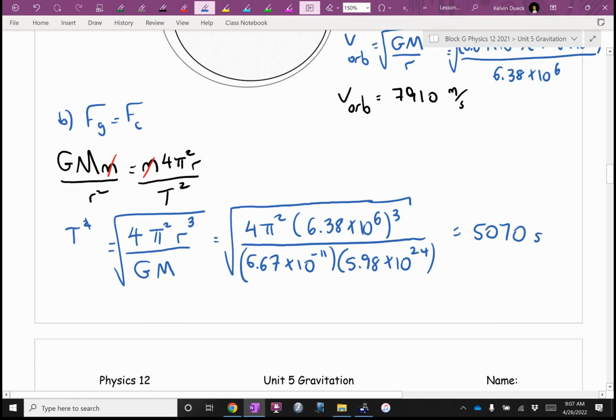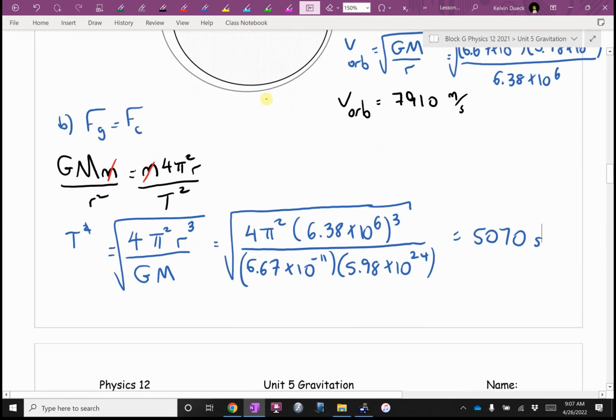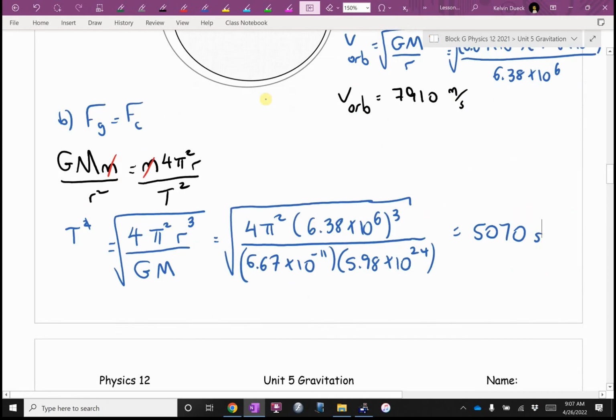Owen, is there a part C? What's part C asking? Okay, why doesn't this work on the surface of the Earth? If you're paying attention, the video might have given you a hint as well. Air resistance, okay?